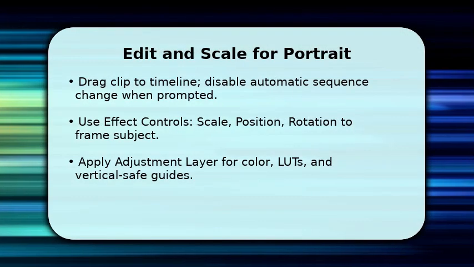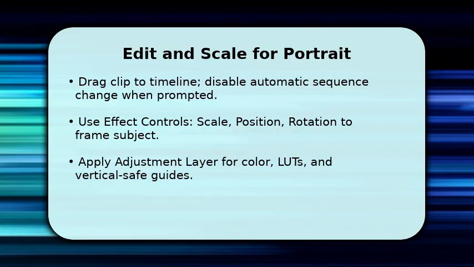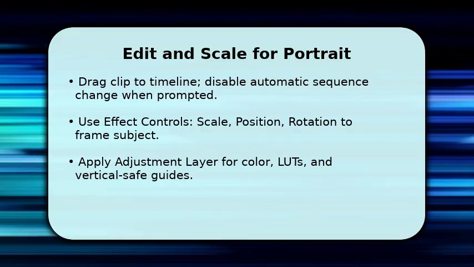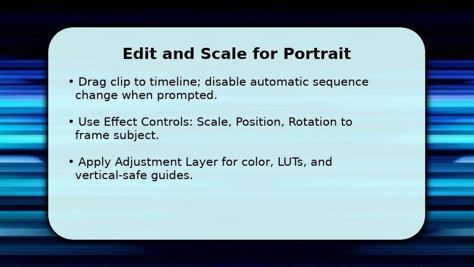With your portrait sequence ready, drag a clip to the timeline and decline automatic sequence adjustments if asked. You already customized settings. In Effect Controls, adjust scale and position to center the subject and fill vertical space. Rotate only if needed for stabilization. Add an adjustment layer above for color correction and LUTs so grading applies uniformly. Use guides or a vertical safe overlay to keep key action inside the 9/16 safe area. This keeps composition consistent across edits.